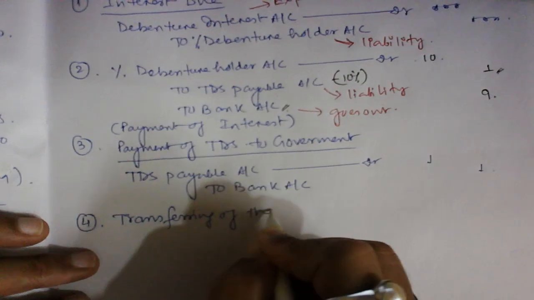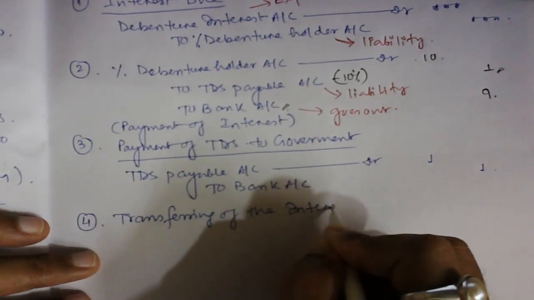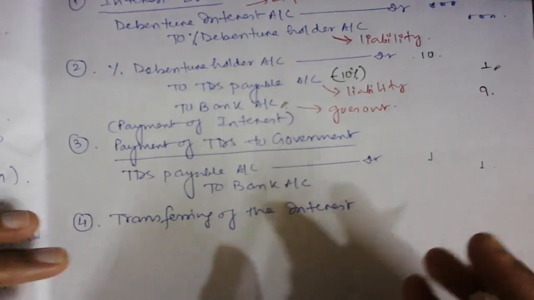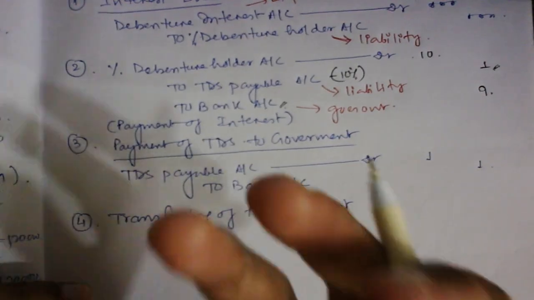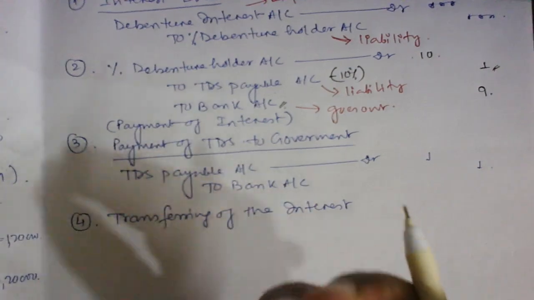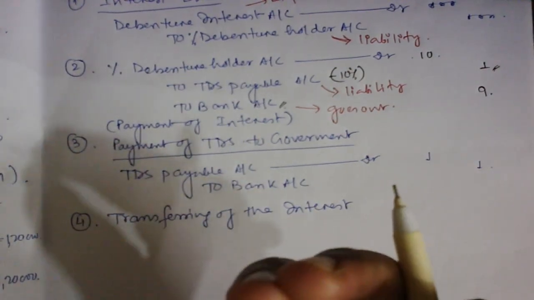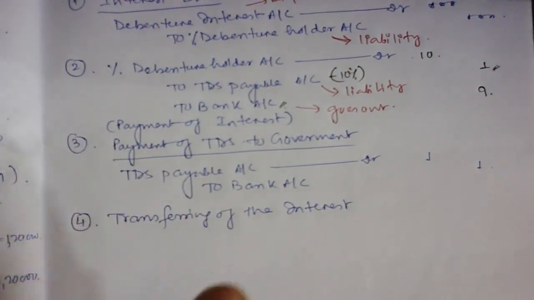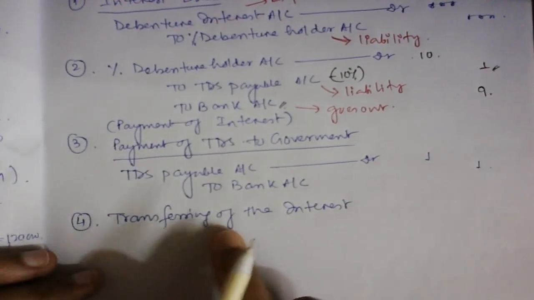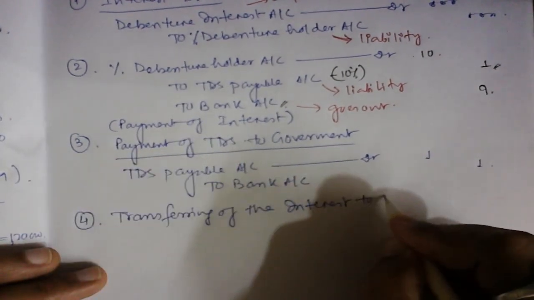of the interest expenses. Because at the end of the year, when you prepare the books of accounts, everyone should know how much interest cost we have borne with respect to the debenture. So we have to transfer them into the P&L. Then we can easily calculate the profit for the year. Transferring of the interest to profit and loss account.